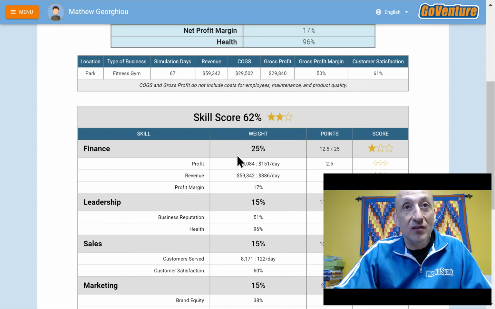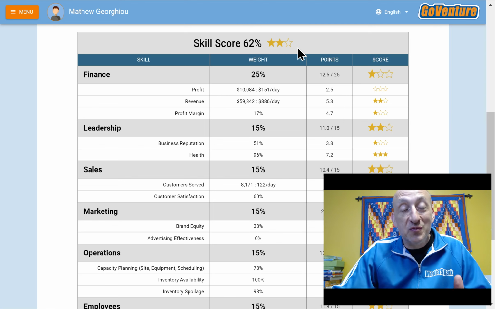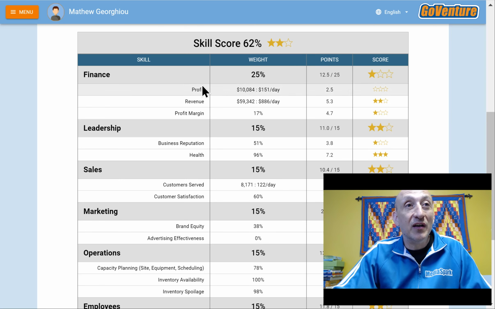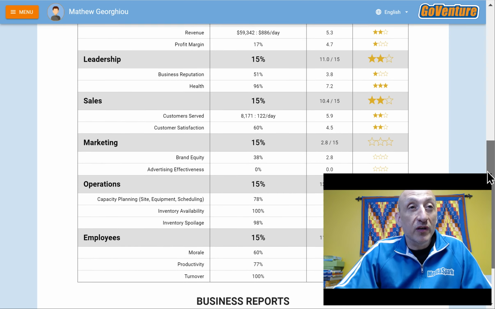Now let's get into the meat of this, the skill score. So our skill score, we actually have a percentage from 0 to 100. And then we also give you a star rating, just because people are so familiar with star ratings these days. It's a nice summary way to see how you're doing. And notice now we have about 10 different metrics, high-level metrics, and then sub-metrics under those, in which we measure your performance. So we've got finance and leadership and sales, marketing, operations, and employees.